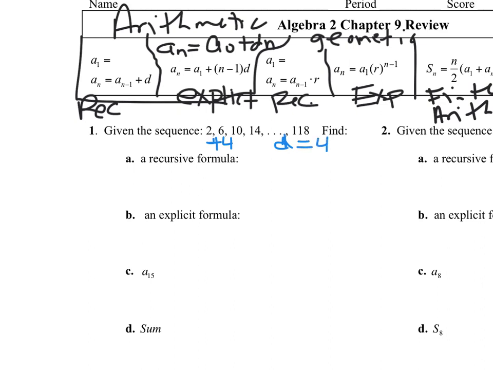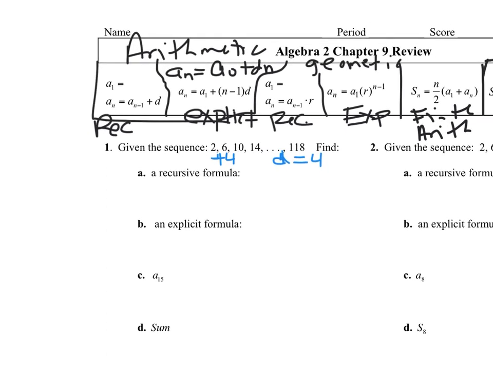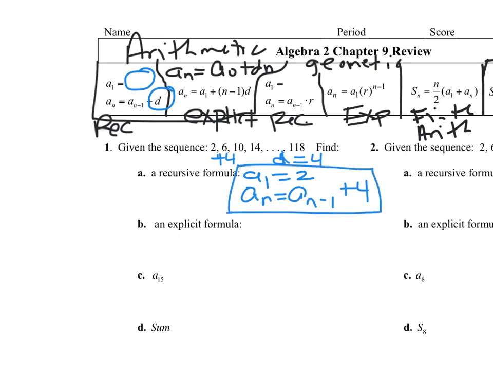So now let's write a recursive formula. We go to our recursive arithmetic formula, which is the first one up there. So we're going to go a sub 1 is 2, and a sub n is a sub n minus 1 plus 4. Keep everything exactly the same as it is. All you're doing for this formula is filling in this number and that number. The rest is the same. Do you want us to write the d equals whatever? No, you don't have to. That was just me showing you what it was. This would be the answer, and that's all you need to write.